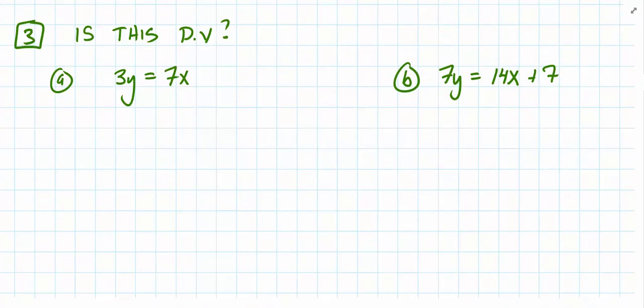All right, now I have two equations here. I have a and b. A is 3y equals 7x, and B is 7y equals 14x plus 7. There's an equal sign there. All right, which one of these is direct variation? Which one isn't? Why or why not? Juliana, what do you think?